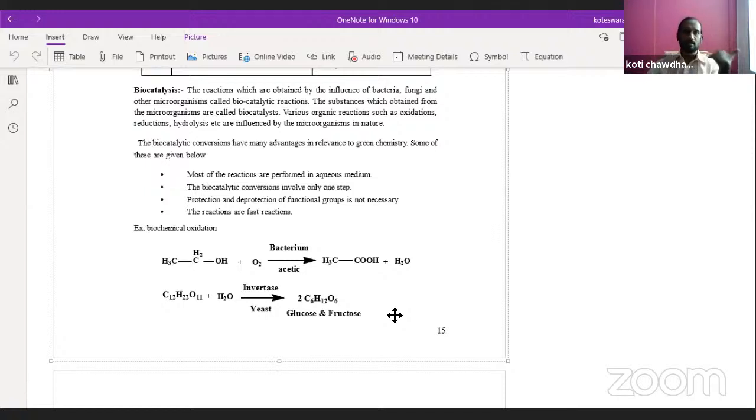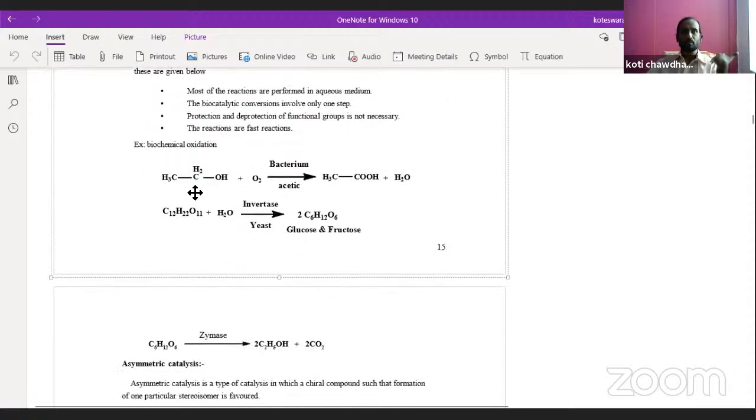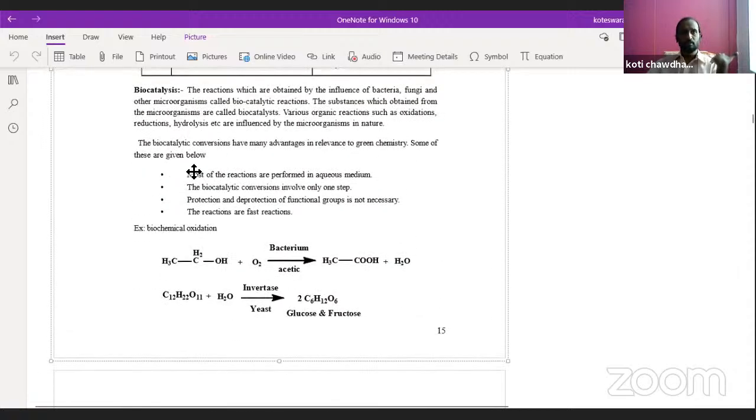We have several examples. Here, you need to understand these three things. Most of the reactions are performed in an aqueous medium. This is a green process. Suppose the reaction is carried out in a water or aqueous medium, that is a green process. The biocatalyst conversion takes only one step. It does not require multiple steps. Only a single step reaction is required to convert the starting material to the product. Therefore, it is also a green process.